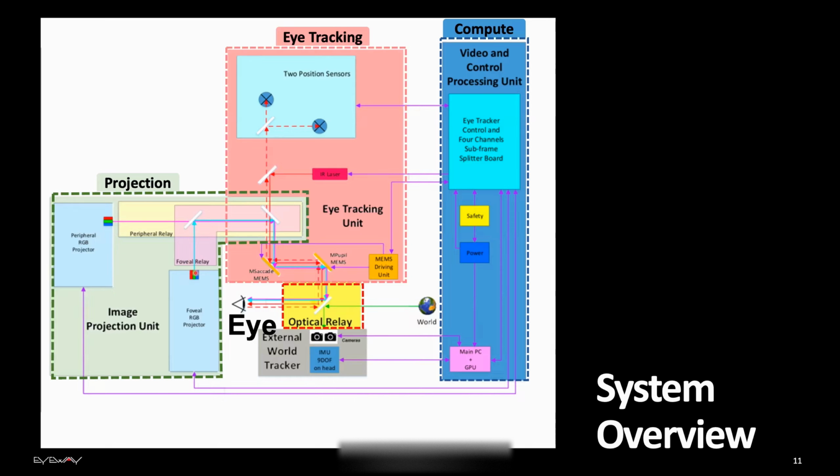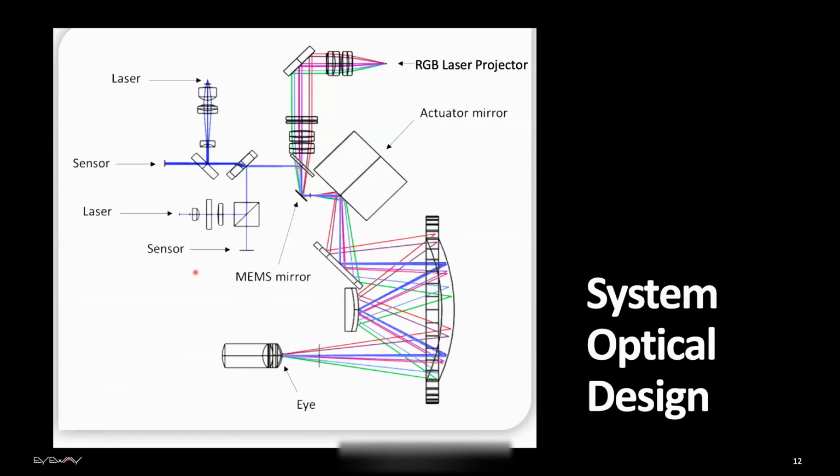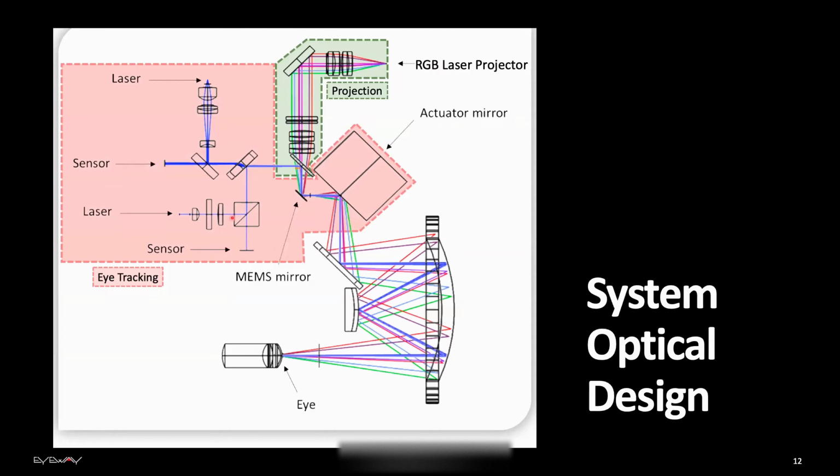Now, if we are talking about optical design, it looks more or less like this. Without going into too much detail about how the optical design is made, basically most of it is reflective, most of it's mirrors, just a small amount of lenses on the way. What we have is a projection element, the RGB laser with the MEMS, and it scans the beam and so on. We have the eye tracking part, which has the lasers and the sensors and everything. And we have the optical relay, which is this part.